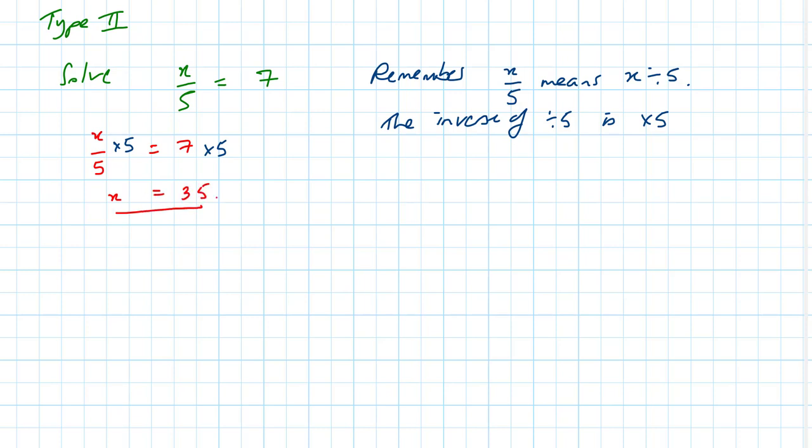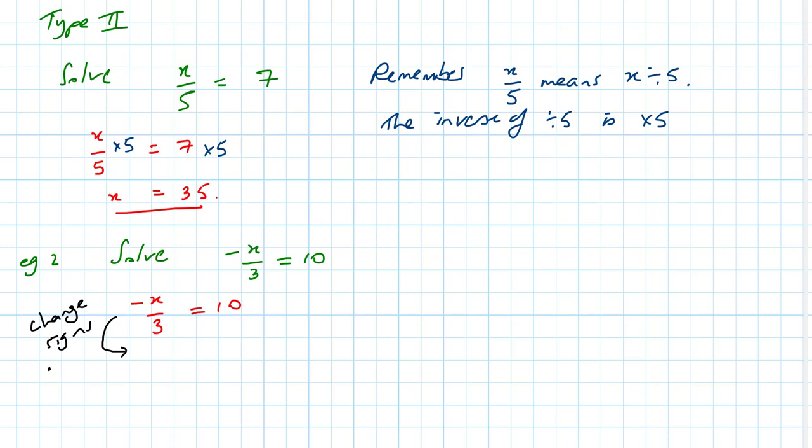Remembering that divided by 5 and times by 5 are the opposites of each other, so they cancel each other out. So this time we're bringing negatives into it. So negative x divided by 3 equals 10. Again, as before, change the sign. So x over 3 equals negative 10. Now you notice one term is the x over 3 part. That is one term. So we don't change the 3 to become negative in there. Now we multiply both sides by 3 and we get x equals negative 30.